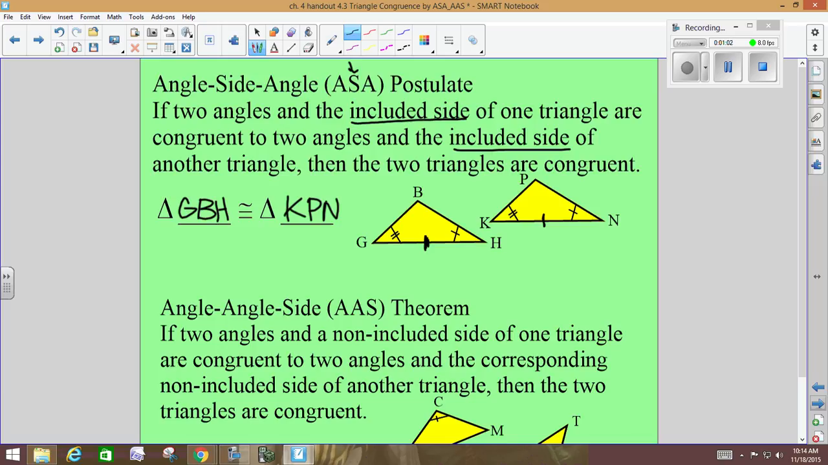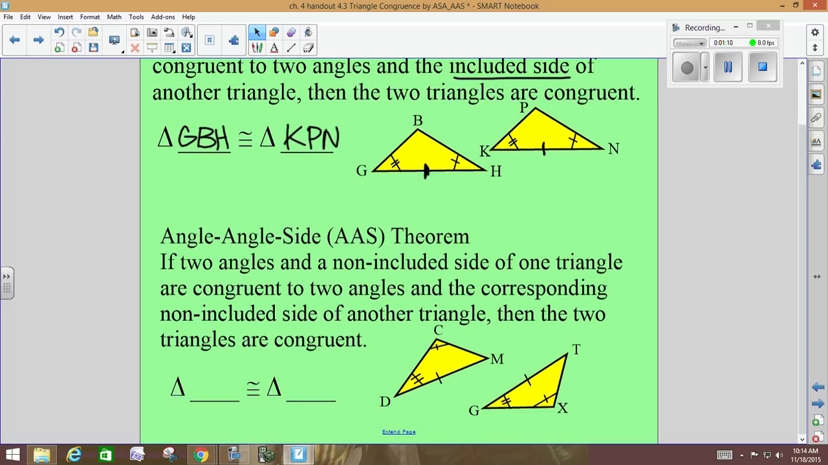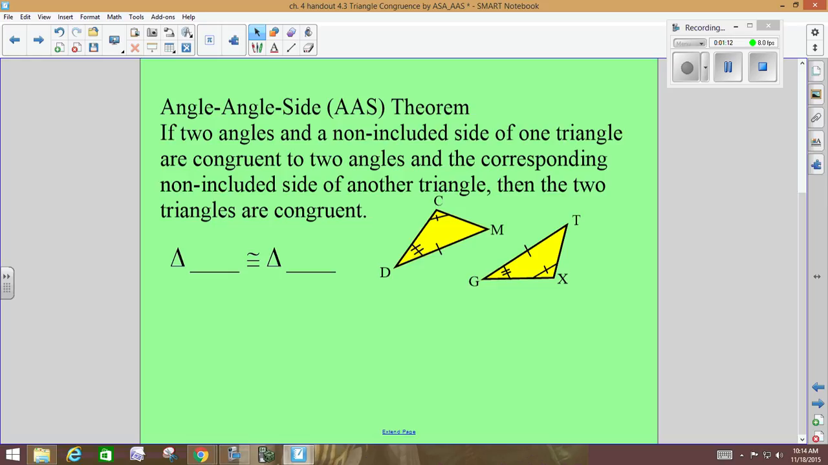Okay, angle, side, angle. These first three, the two from Monday and this one, are all postulates. That means you just accept them. They work. This fourth one was actually a theorem, which means someone had to prove that it worked every single time. Okay, we're not going to prove it, but that's just the difference there.